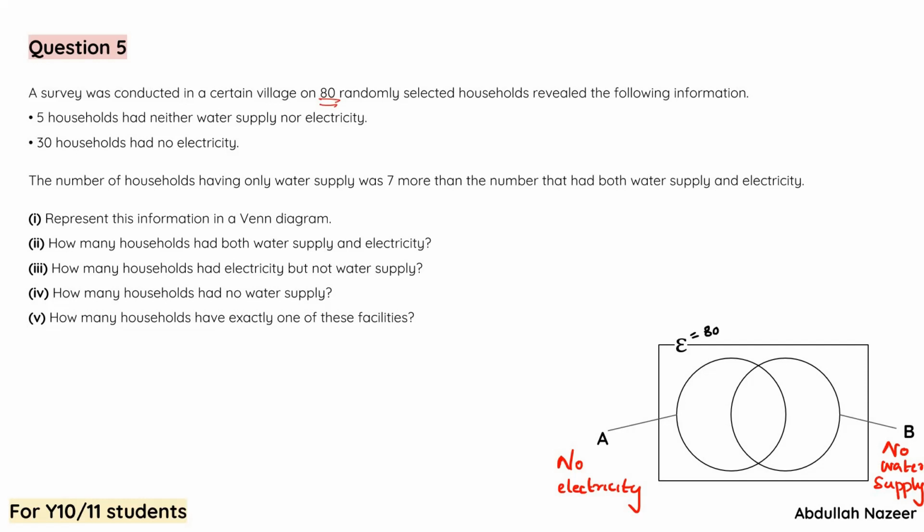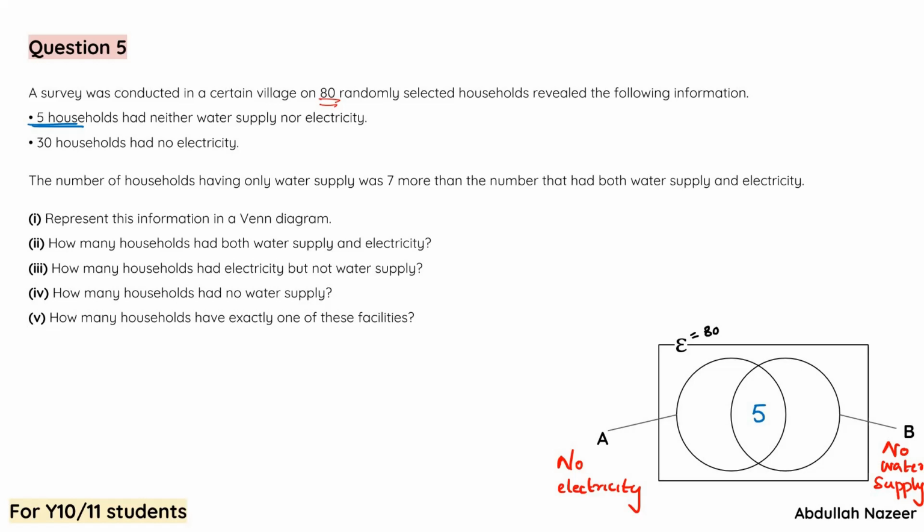It says 5 households had neither water supply nor electricity. So the households that do not have both water supply and electricity is our intersection set, because set A is the number of houses that have no electricity, and set B is the number of houses that have no water supply. So the intersection set has to be the number of houses that don't have both electricity and water supply. So that means this 5 falls in this region.